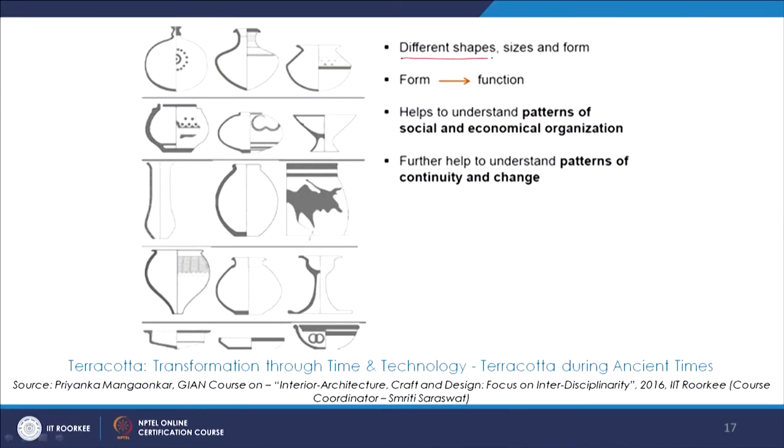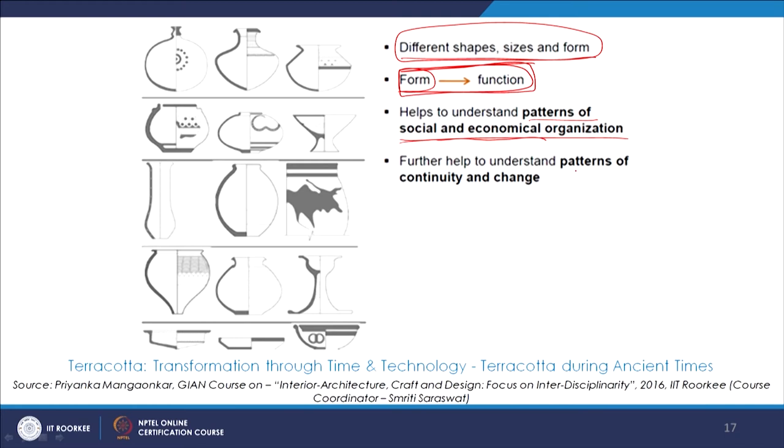While terracotta was being used for making objects of utility, it was also being understood that there were different shapes, sizes and forms that could be studied depending on the object of use and the purpose it fulfilled. So form followed function. It has a unique form and a function attached to it. And with these ancient objects being studied, it also helps to understand patterns of social and economic organization, because within these objects one would see very simple objects to complex objects, from less ornate to more ornate, from different kinds of sizes. So that reflects on the society and the economics.